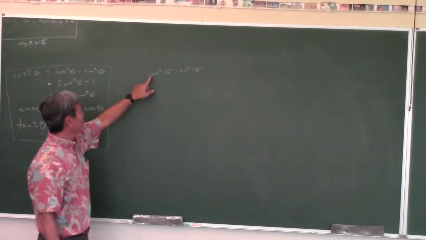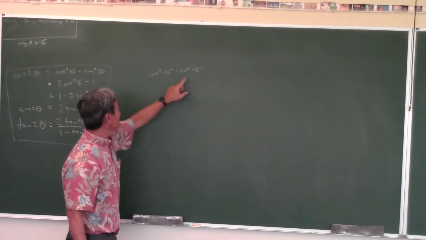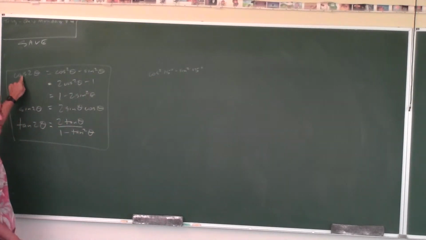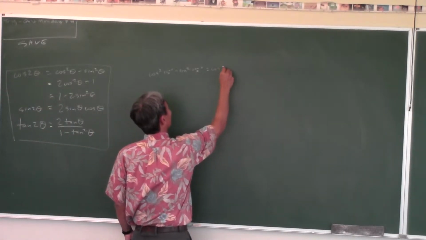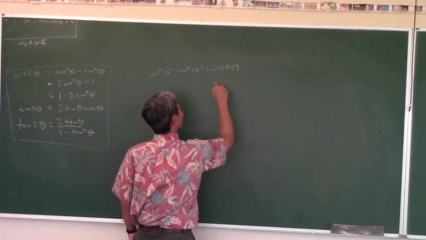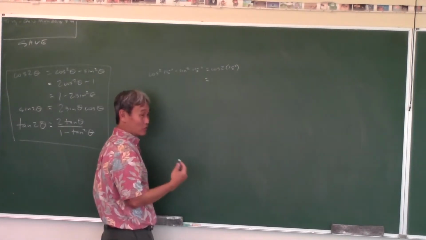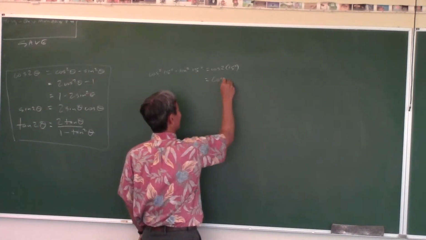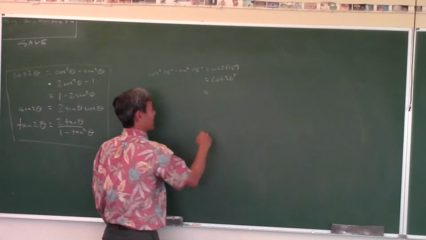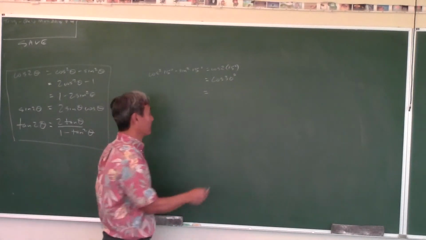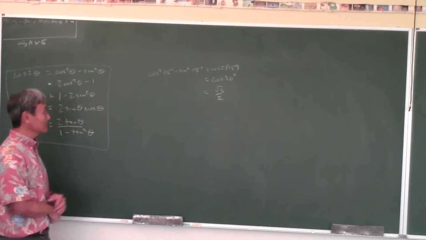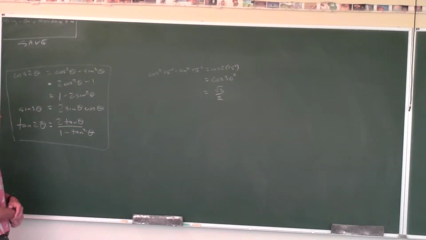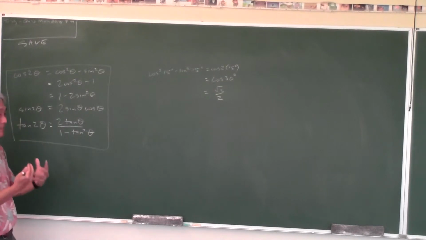Look, cosine squared theta minus sine squared theta, right here, is equal to cosine 2 theta. So this is equal to cosine of 2 theta. And of course, 2 times 15 degrees is 30 degrees. Okay, and that's a number I'm supposed to know. Root 3 over 2. Yeah, so these problems help you recognize identities.